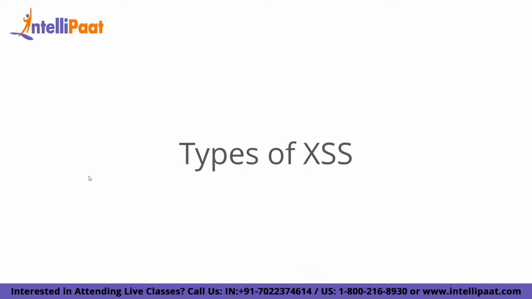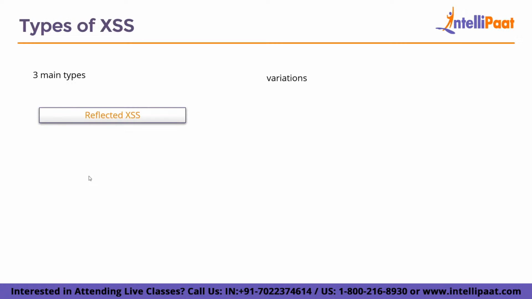Now let us move on to the types of XSS. You have three main types of cross-site scripting, and you also have variations of the three types. Let us move on to the first type, which is reflected XSS. It is also called non-persistent because it does not persist in your web browser or the server. It will just be reflected off of your client-side browser. That is why it is called reflected.